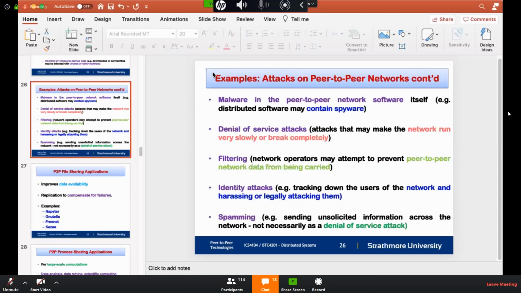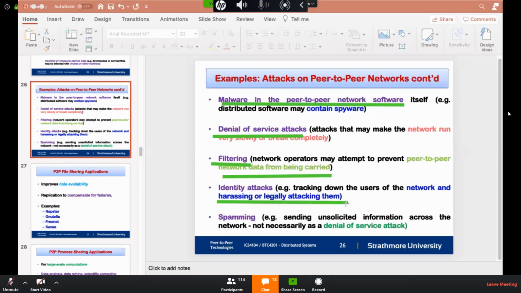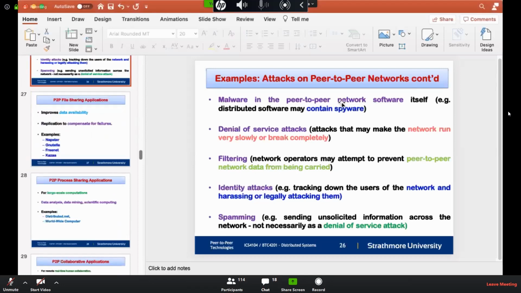Then filtering: network operators may attempt to prevent peer-to-peer network traffic before the data is carried. Identity attacks: tracking users on the network for harassing them or maybe legally attacking them. Those are some of the possibilities. And of course, spamming, so unsolicited information comes because you are connected. Those are things I'm sure you can easily look at quickly.